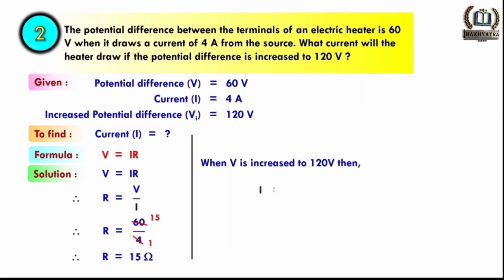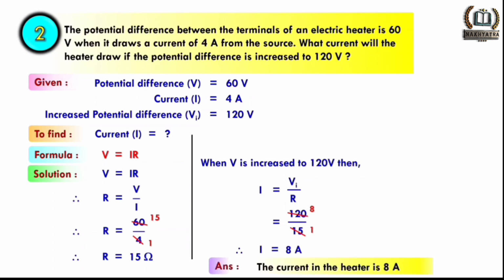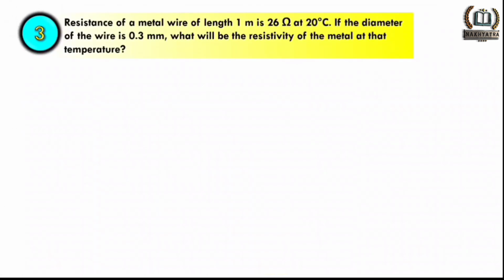So I equal to V1 by R. Now put the values. For V1 it is 120 and for R it is 15. Now by cancelling it, we will get I equal to 8 ampere. Okay, so the answer is the current in the heater is 8 ampere. Is that clear? Alright, question number 3.